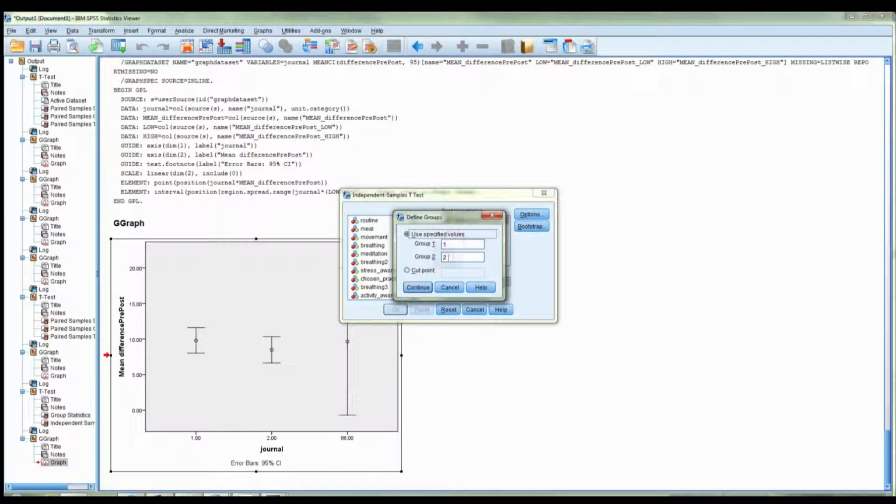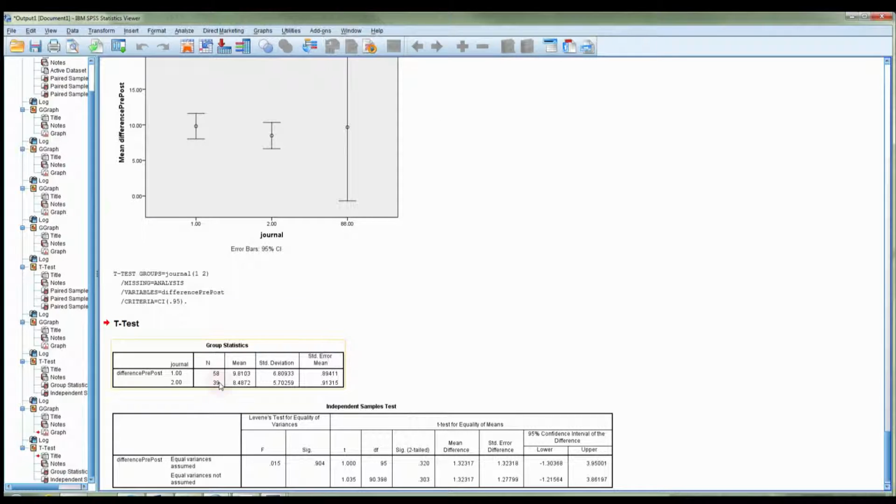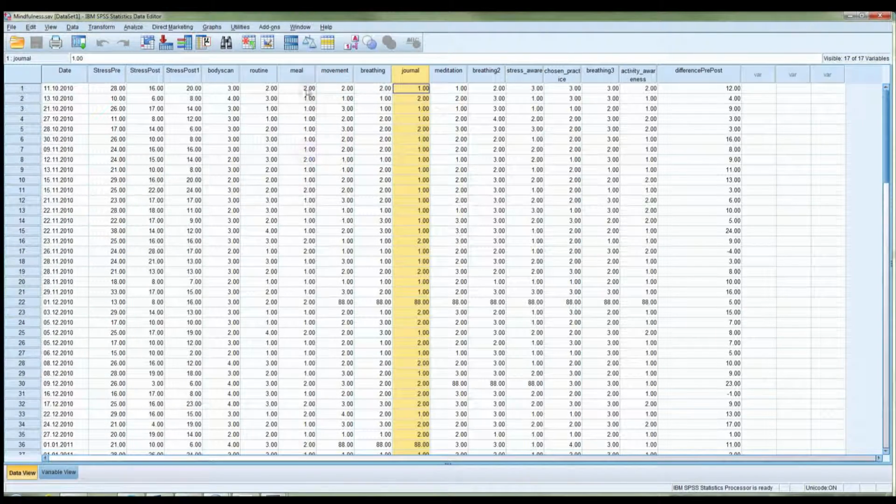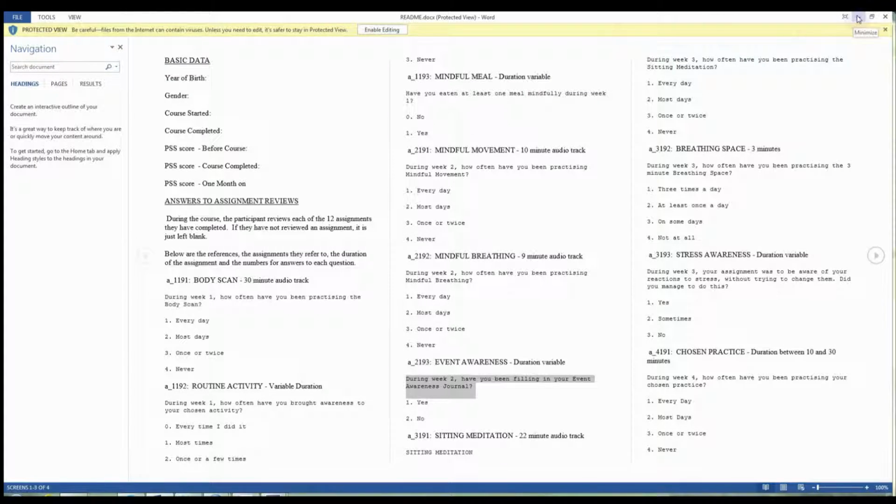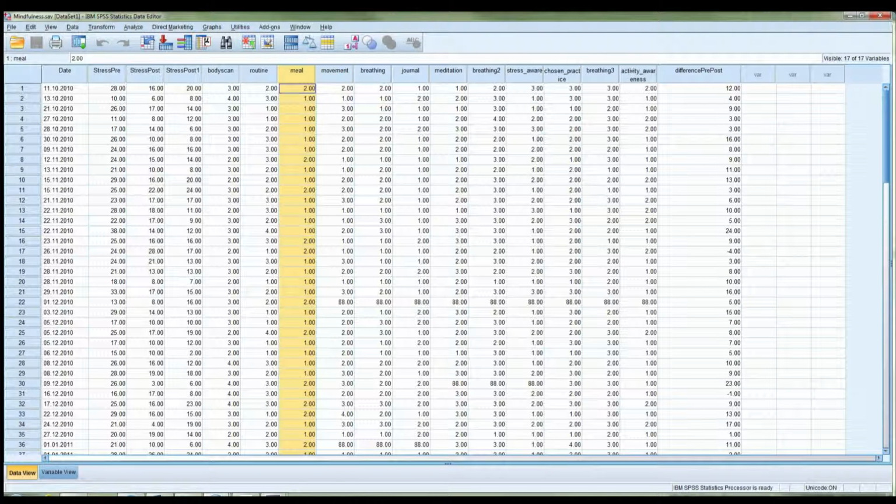Now you might be wondering what's this third one here with the 88. Now I suspect that's a missing data code, and we're just going to ignore the missing data for now. So in order to do this test, because we've got 2 separate groups now, we've got the group that journaled and the group that didn't journal, we're not doing the paired test, we're doing the independent samples test. So if we go to Analyze, Compare Means, Independent Samples t-test, so I've already put these in, I'll take them out again. So we're looking at the difference in the pre and post stress, so this is the amount that their stress dropped by, and we're interested in whether they journaled.